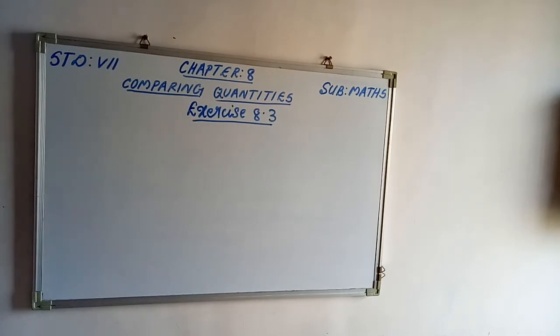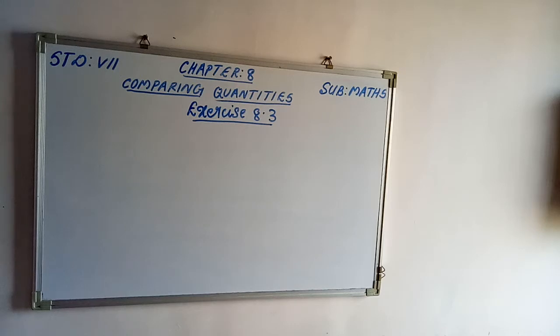Exercise 8.3. The first question. Tell what is the profit or loss in the following transactions. Also find profit percent or loss percent in each case. So you have to copy the question, page number 171 in your textbook, exercise 8.3. First you will find out whether it's a profit or loss. Then find out the profit percent or the loss percent.